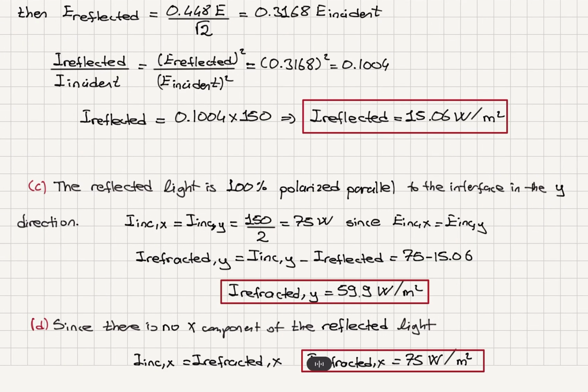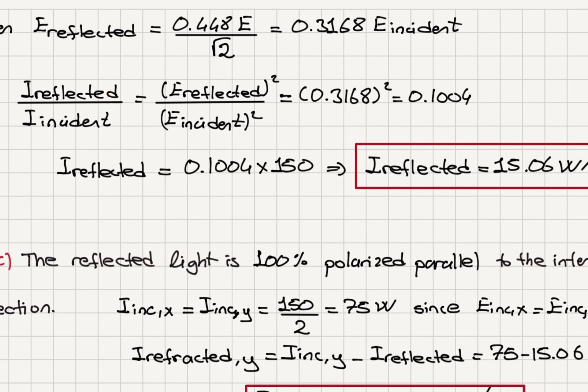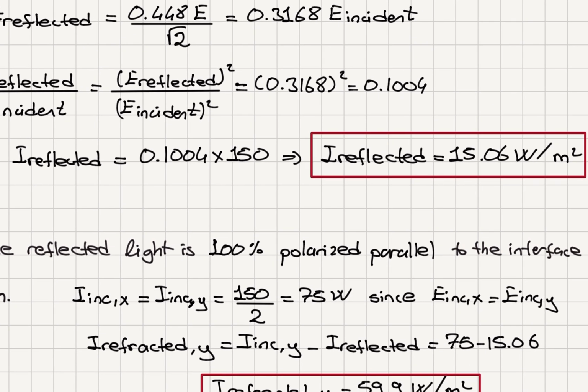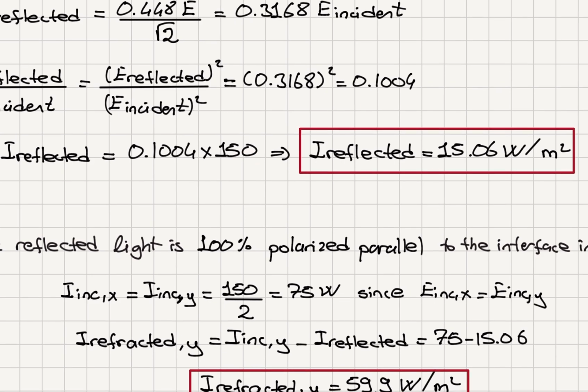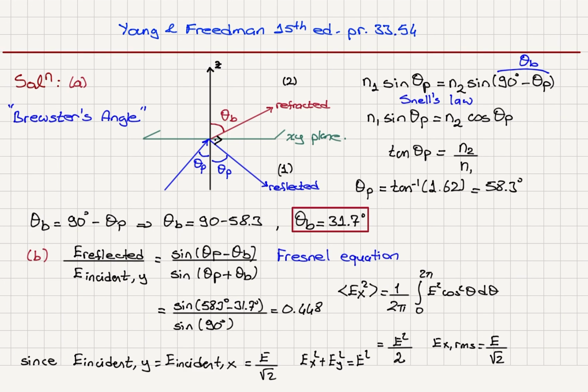Okay, so the ratio of the intensity of the reflected beam to the intensity of the incident beam is proportional to the electric field amplitude squared ratio, which gives me 0.1004. The intensity of the reflected beam is 150 watts, the incident beam intensity, times this ratio.